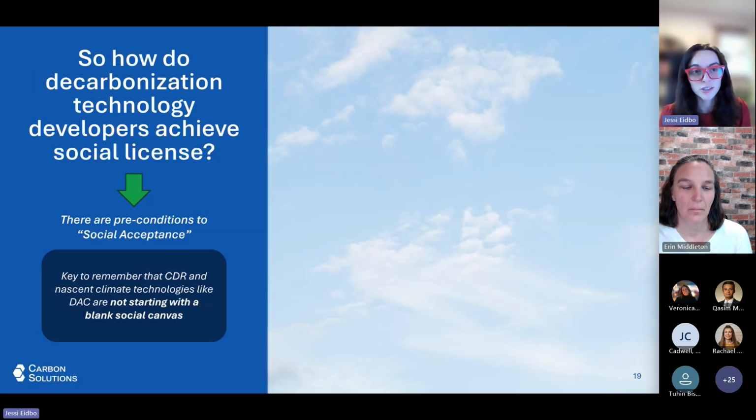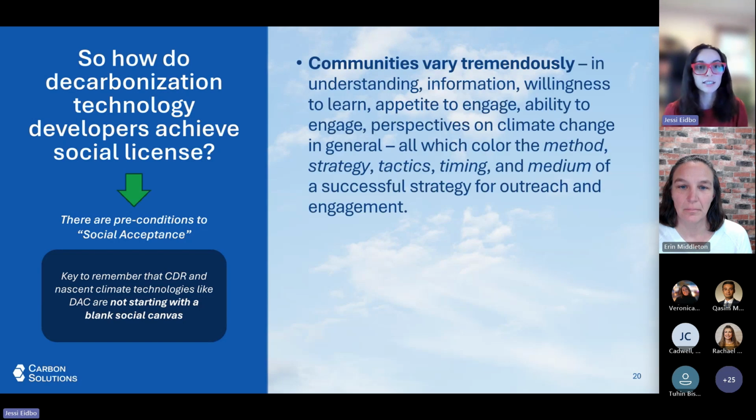So how do you achieve social license? There are preconditions, but there's also no silver bullet, and I'll say that up front, despite the number of words I put on the slide. I think what's really key to remember is that you're not starting with a blank canvas. Anytime a DAC or CDR technology developer goes into a community, there's precedent, there's history, there's context, and those communities are going to vary tremendously in a lot of different dimensions.